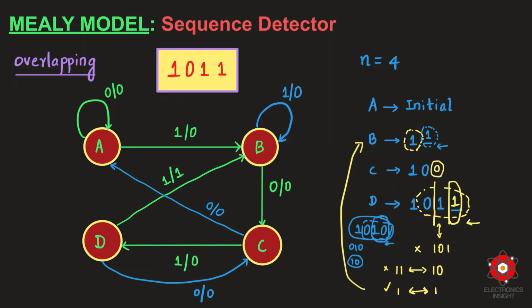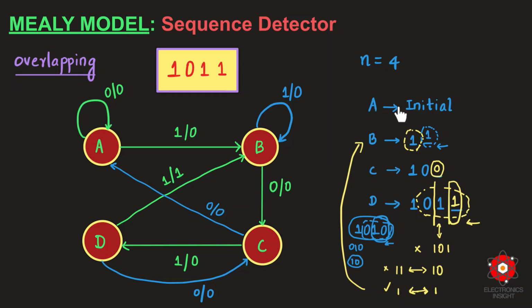Now here we will first try to understand the overlapping sequence detection alone. Based on the number of bits in the Mealy model, I set the number of states. For 1011, I've got 4 bits, so n is equal to 4. I've got 4 states, which I have represented as A, B, C, D. Later on, when I discuss a specific problem, I'll tell you how to set the state variable combinations for A, B, C, and D.